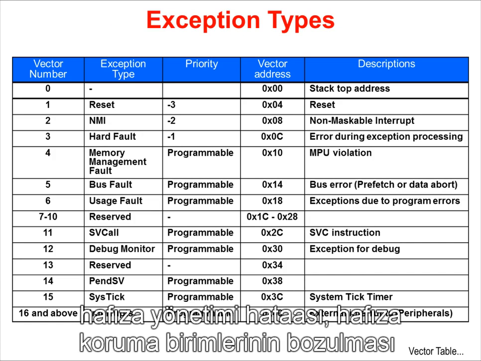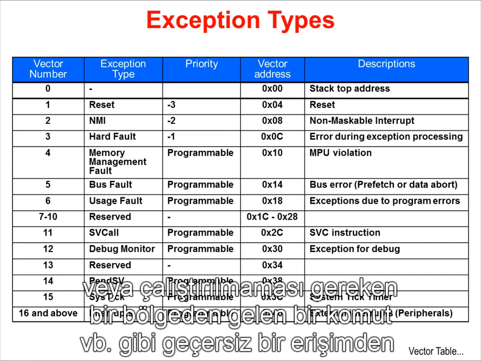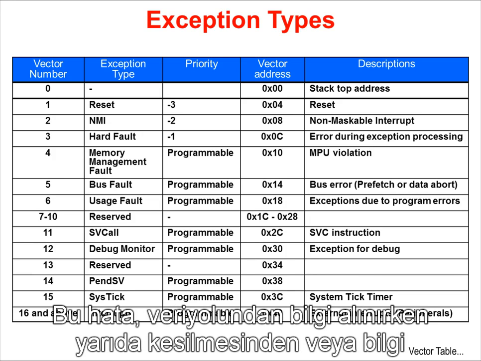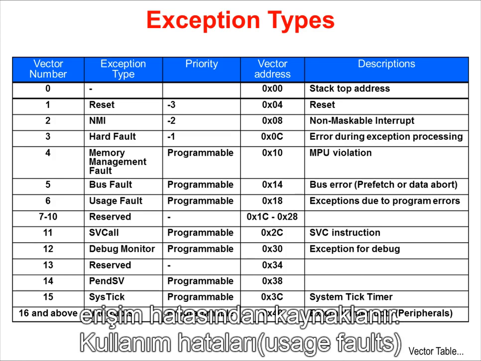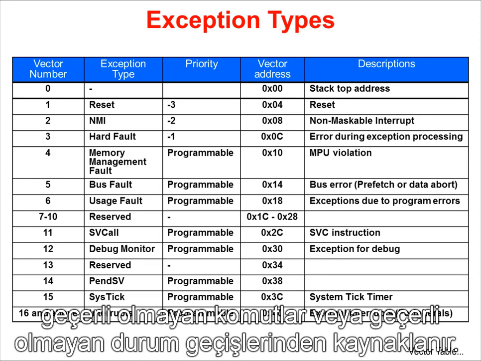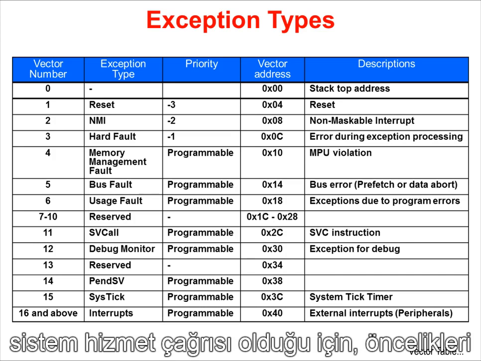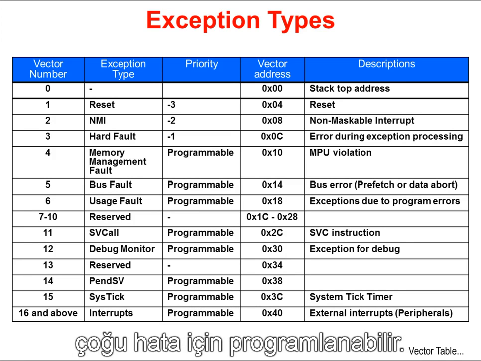A memory management fault is caused by a memory protection unit violation or invalid accesses, such as an instruction fetch from a non-executable region. Bus faults are an error response received from the bus system caused by an instruction prefetch abort or data access error. Usage faults are caused by invalid instructions or invalid state transition attempts. SV call is a system service call via the SVC instruction. Note that the priority is programmable for most of these faults.